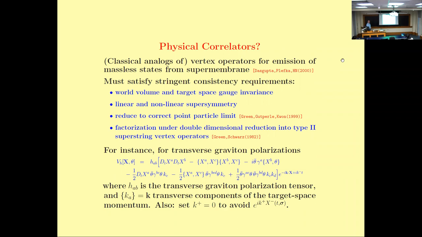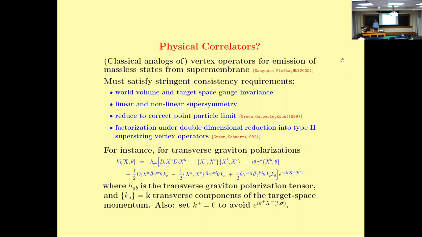Well, first of all, you have to come up with the membrane analogs of string vertex operators. This is work we did back in 2000 with Jan Plefka and Aaron Dasgupta, where we constructed such vertex operators subject to stringent constraints. In particular, there was work by Mike Green, Kwon and others, where they did this for the 11-dimensional point particle. And our result has to match in various reductions with these known results. So here is the native graviton vertex operator, or the classical analog of what would turn out to be the vertex operator of the membrane theory. And it's a rather complicated expression, again involving these Poisson brackets.